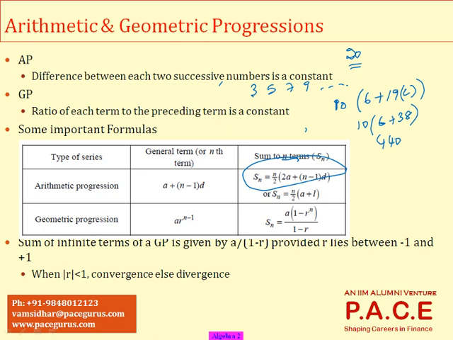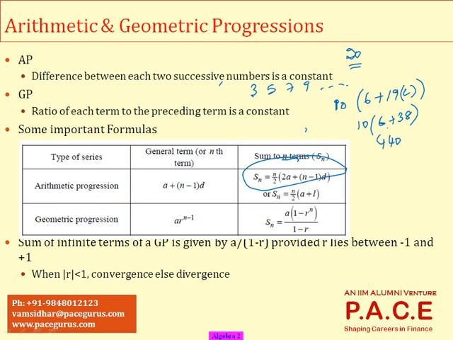So probably instead of adding 3 plus 5 plus 7 plus 9, if there is a pattern which is an arithmetic progression pattern in the data, I can apply this formula n by 2 into 2a plus n minus 1 into d to find out the sum of the first n terms of this particular series.